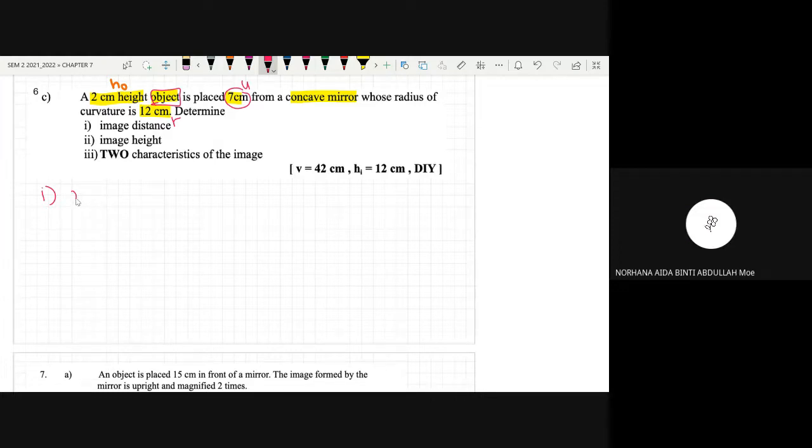Guna 2 over R sama dengan 1 over U tambah 1 over V. Very good. So R awak adalah 12, U awak adalah 7. So awak boleh cari V awak. So awak akan dapat V 42 cm.